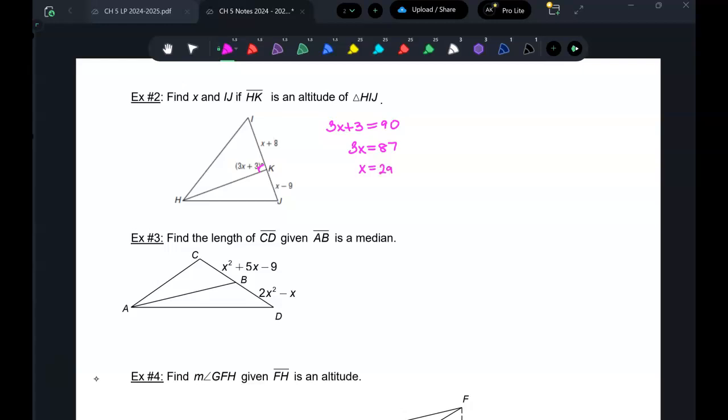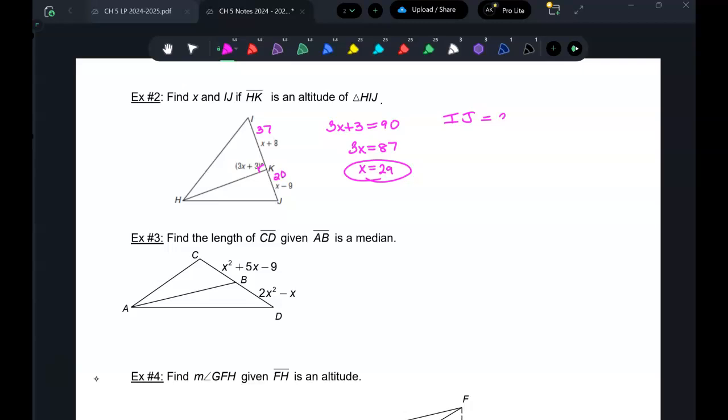Now, IJ, we also want to find. Okay, well, if x is 29, this part is going to be 29 plus 8, which is 37. And the other is 27 minus 9, HK, 18.